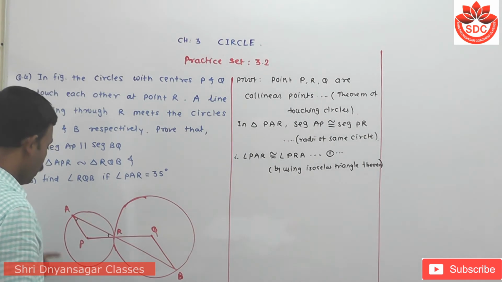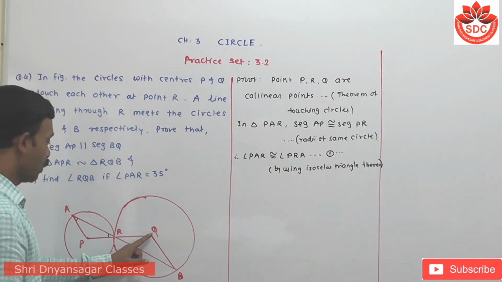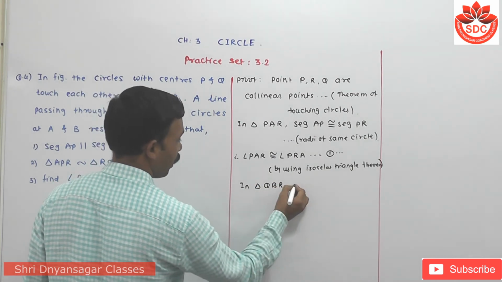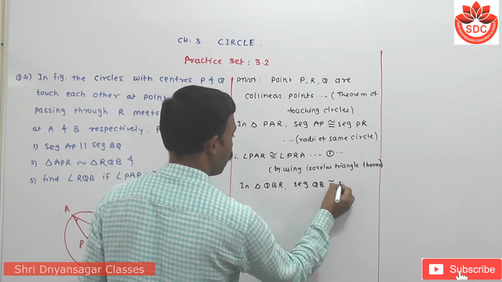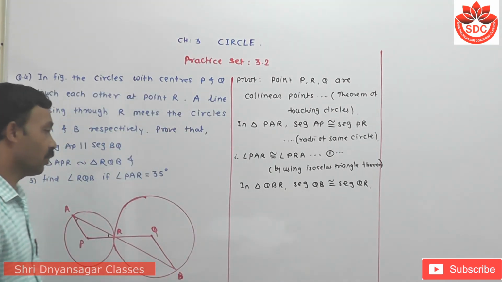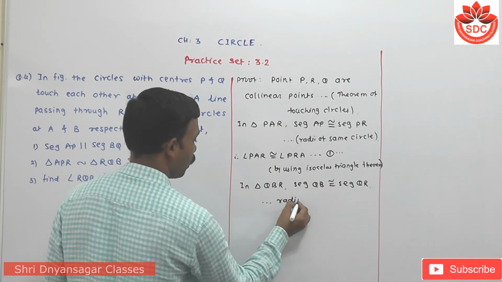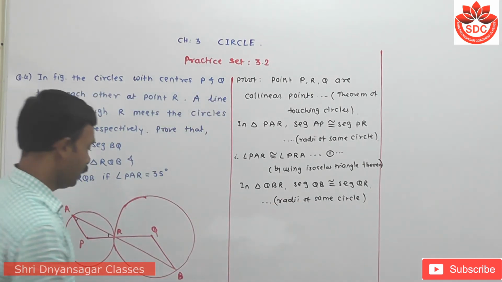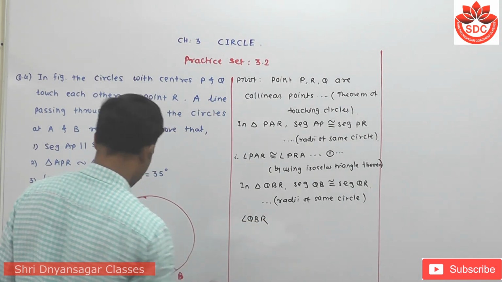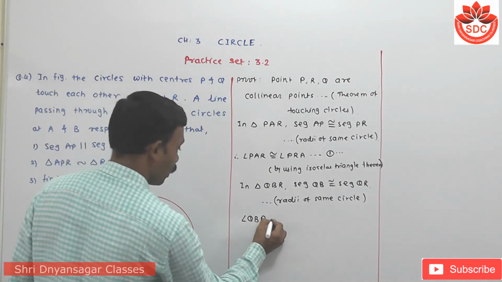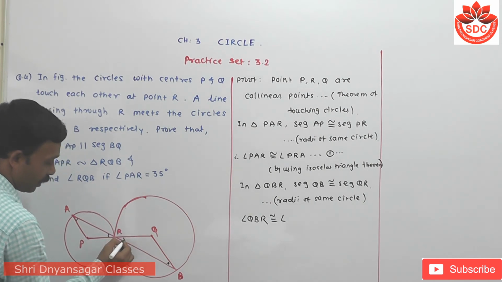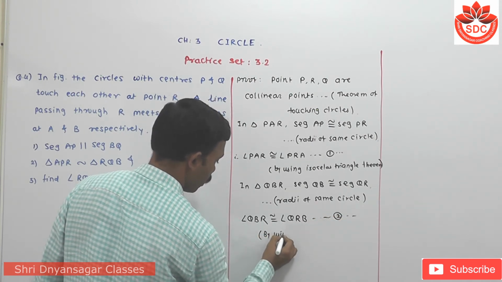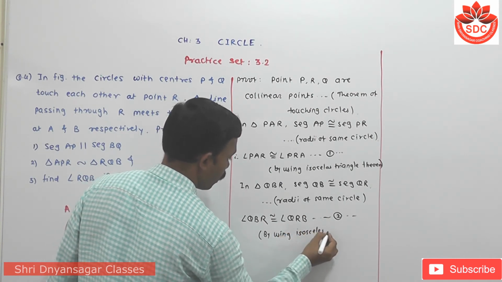Then in triangle QBR, this segment QB is also congruent with segment QR because radii of same circle. Again, by using the isosceles triangle theorem, angle QBR is congruent with angle QRB. Equation number second, again by using isosceles triangle theorem.